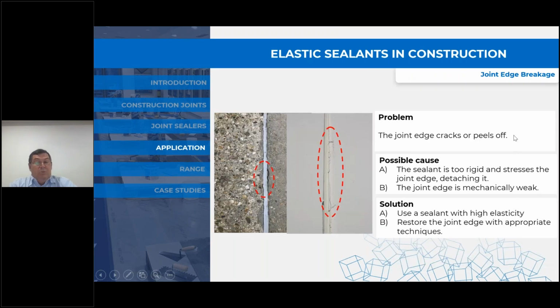Okay, another problem you see, and this one's more substrate related, is that the joint edge cracks or peels. Before a joint sealant is applied, it should also be checked to ensure that the substrate is suitable and it's not going to break up and fall away, as you see in the pictures here. The possible reasons, of course, are that the sealant's too rigid and stresses the joint edge, detaching it, or the joint edge is mechanically weak, as I said. You can avoid this by using a sealant with a higher elasticity, so in that case, a low modulus material. The other option is to restore the edge with an appropriate technique before re-joint sealing.